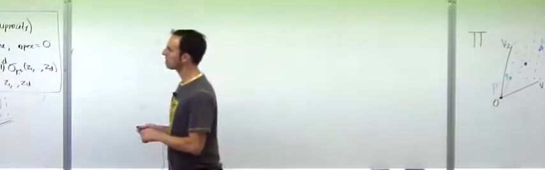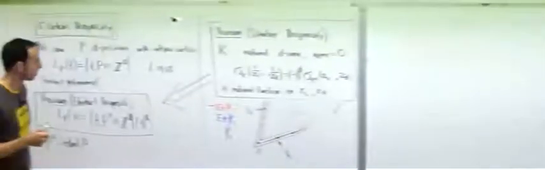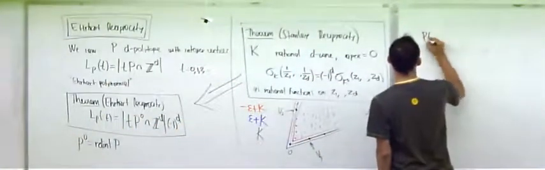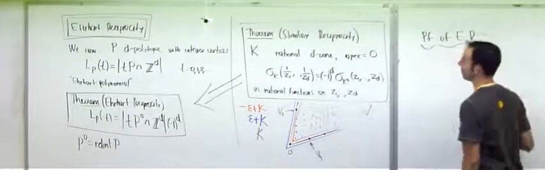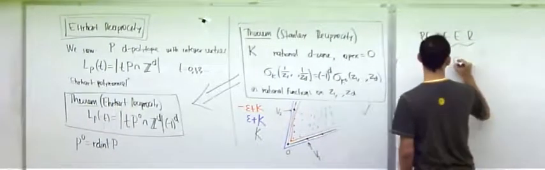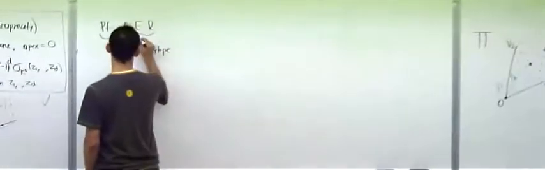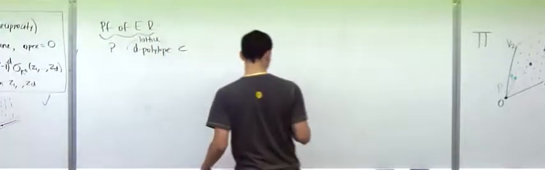And now, having proved this, we're going to prove that Stanley reciprocity implies Ehrhart reciprocity. Okay? And we kind of know how that goes already. Proof of Ehrhart reciprocity. We want to prove reciprocity for a polytope P, a lattice D polytope.